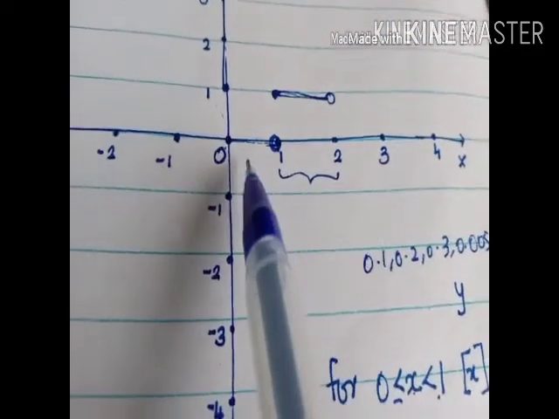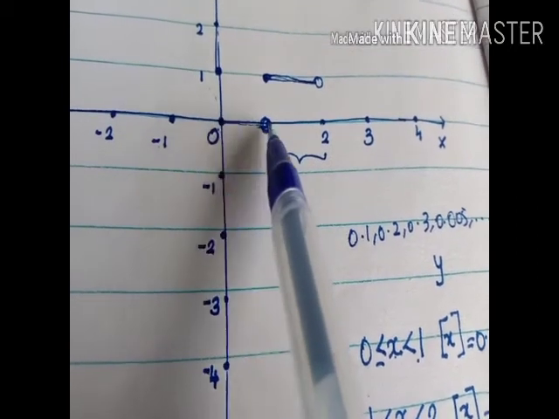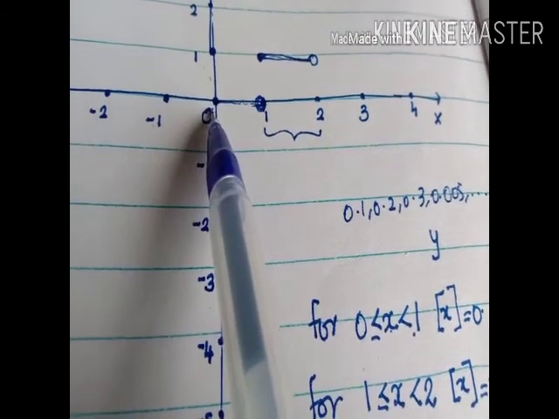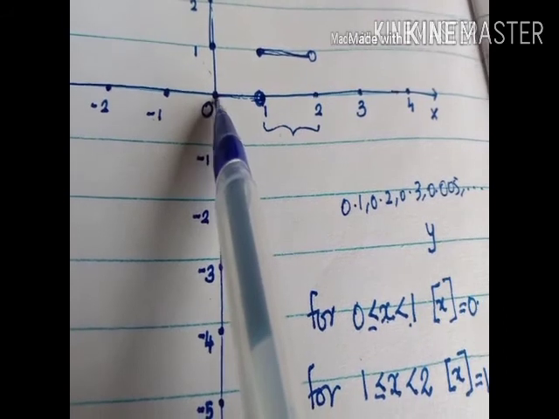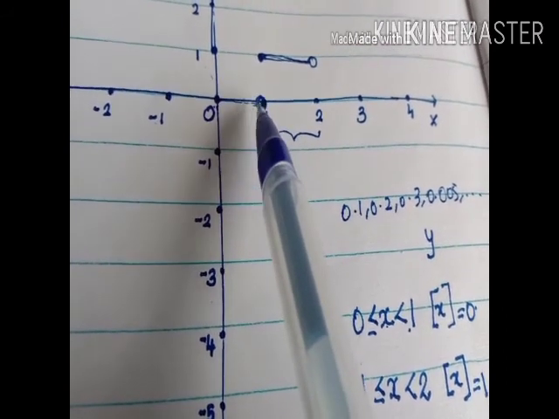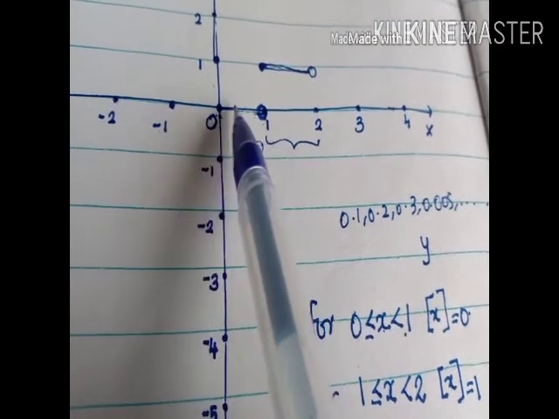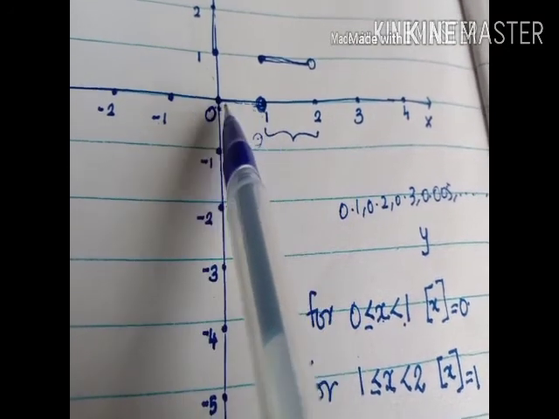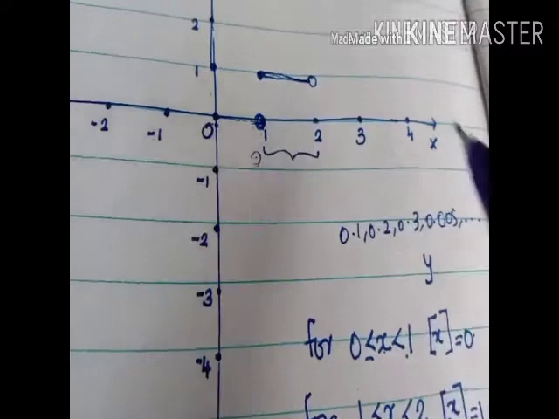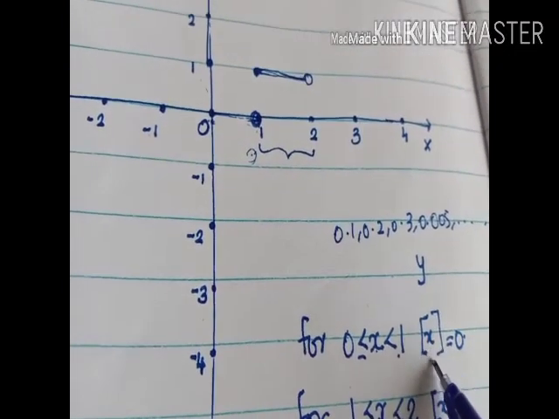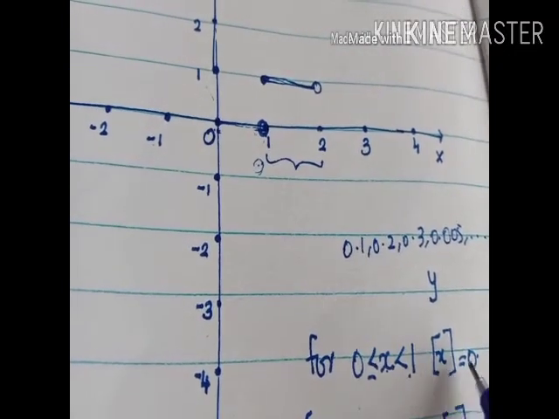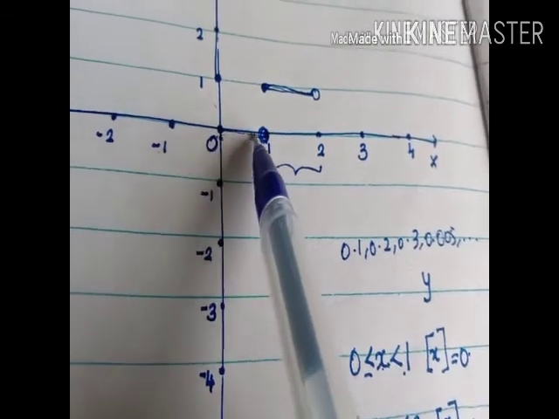Look here, the interval 0 to 1 is this. Including 0 means darken the point 0. Excluding 1 means just encircle 1. So these are the values of x. For these x values, y, which is our greatest integer function value, becomes 0. So this is the graph.